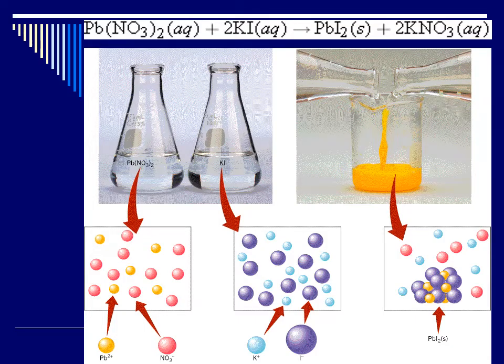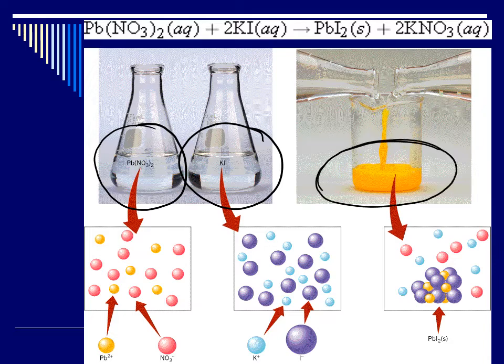Now, I normally do this one in class. This particular example takes lead nitrate and potassium iodide. So here's the two solutions. Here's our lead nitrate. Here's our potassium iodide. Notice they're both clear solutions. But when you mix them together, you form this yellow precipitate. This yellow solid starts to form. It's a really, really cool reaction to look at. And I'm sorry I can't show it to you right now, but let's talk about why this occurs.